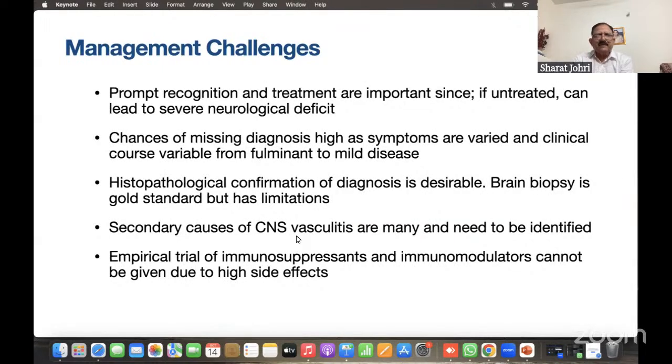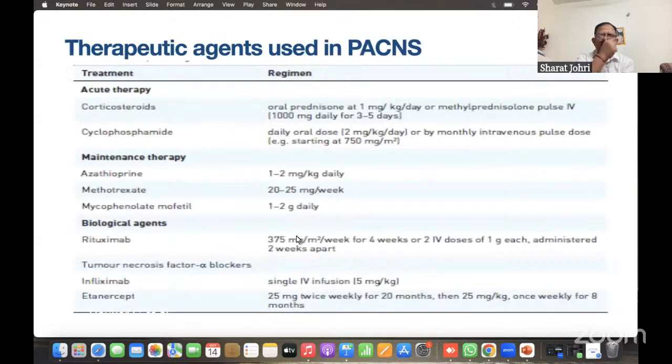Secondary causes of CNS vasculitis are to be excluded before we think of and start definitive treatment for primary CNS vasculitis. An empirical trial of immunosuppressants and immunomodulators generally cannot be given because of the high side effects of the drugs. So we have to be definitely sure, but there are some treatment modalities.